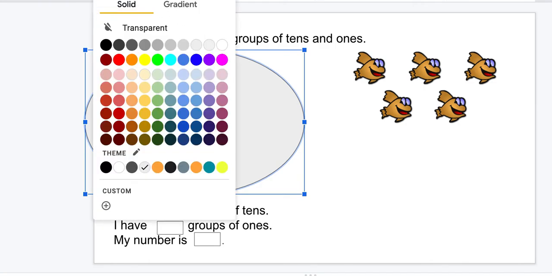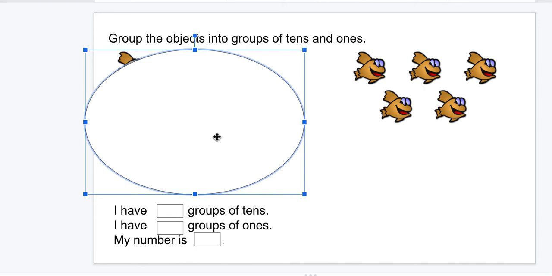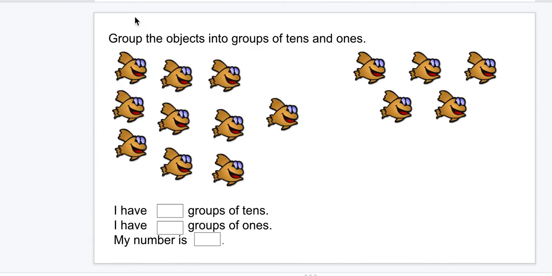That should not be filled in. Fill color should be white. Oh no. Okay, let me try to figure that out.